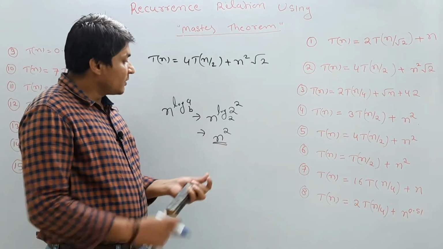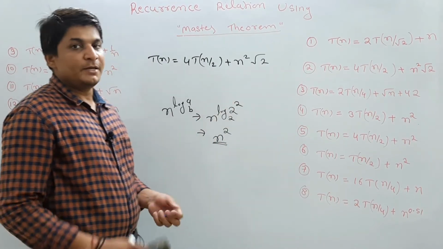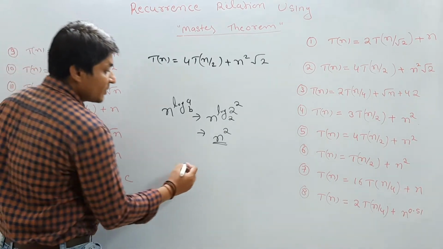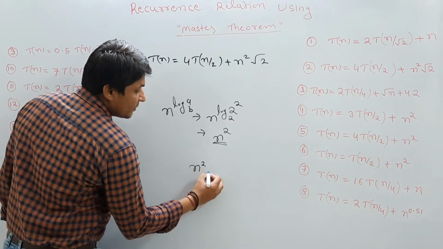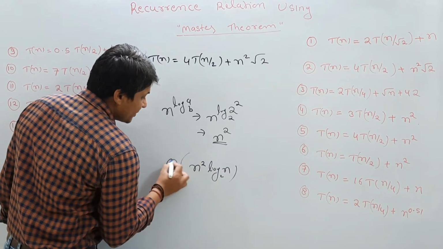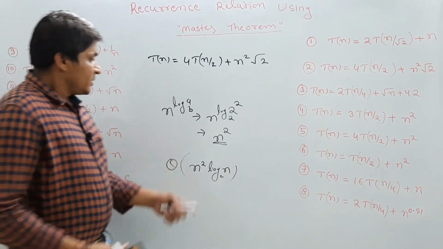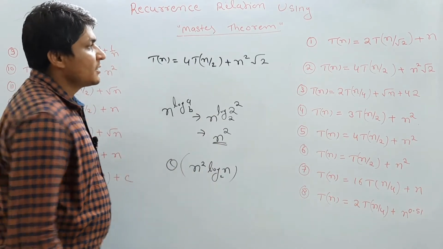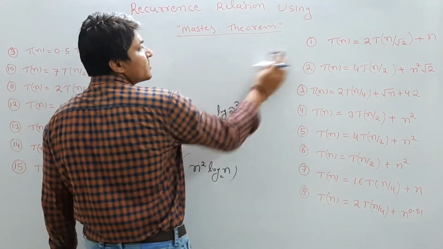So if both are the same, then what can we do? We can multiply with log n. So time complexity is going to be n square log n. So this is the time complexity. Okay, so this is about the second example. Now let me solve the third example.